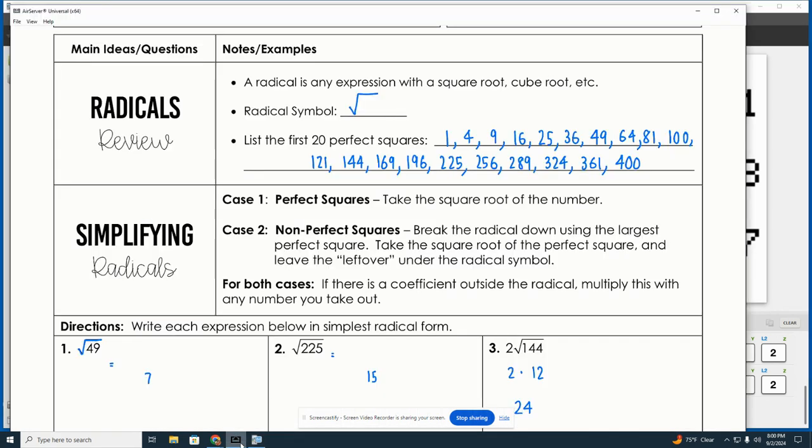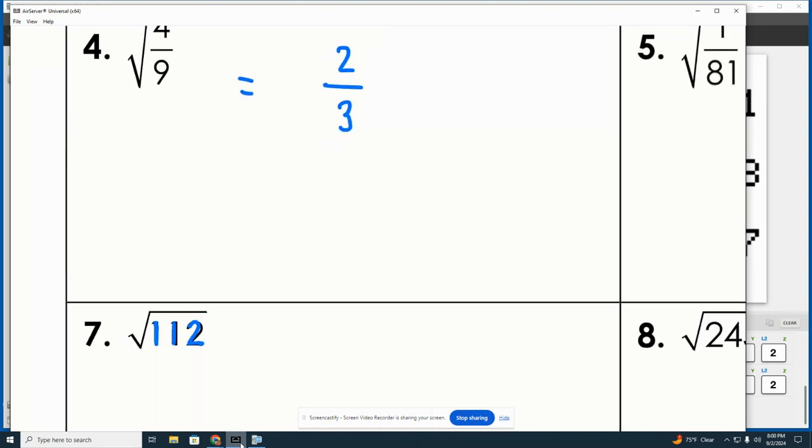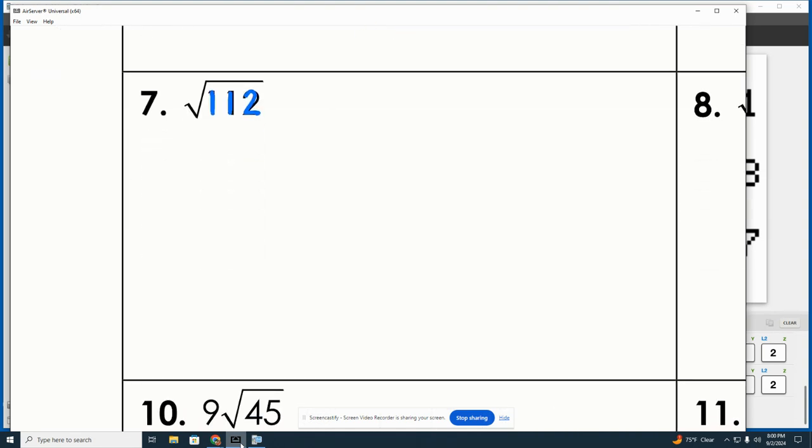So let me show you what this means. We're going to go down here and change this square root of 112 to the square root of 16 times the square root of 7. It's like we're breaking the number 112 down. Why did I use 16 times 7? Because remember, 16 is the biggest perfect square that goes into 112. And perfect squares are the only things that are allowed to escape radicals.